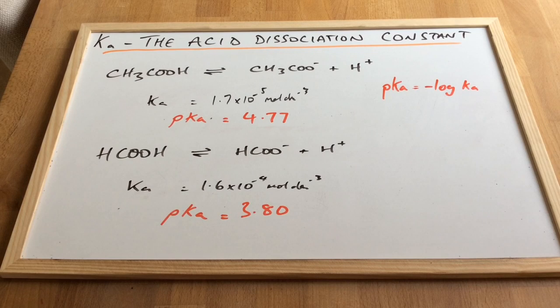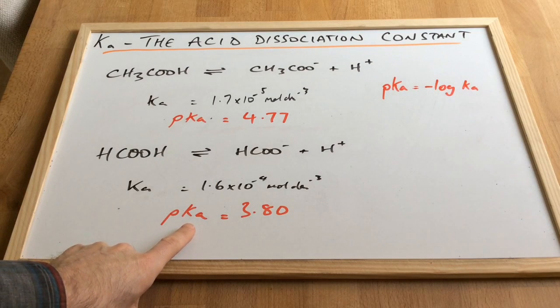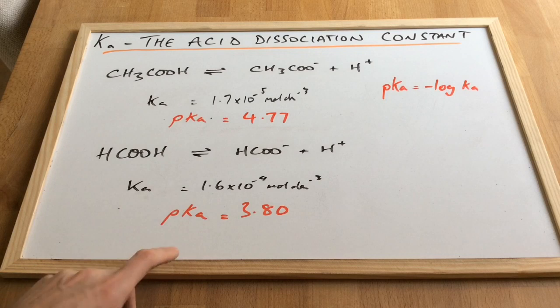You can see I've worked them out. We get a pKa value for ethanoic acid coming out at 4.77 to 2 decimal places, and for methanoic acid we get a pKa value of 3.80 to 2 decimal places. And again, similarly with pH, the lower the value of pKa, that means the higher the value of Ka, and therefore the greater the extent of dissociation.